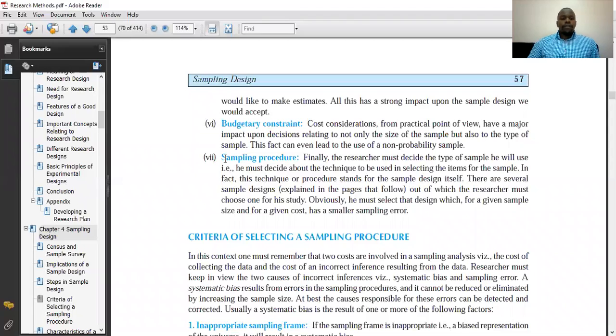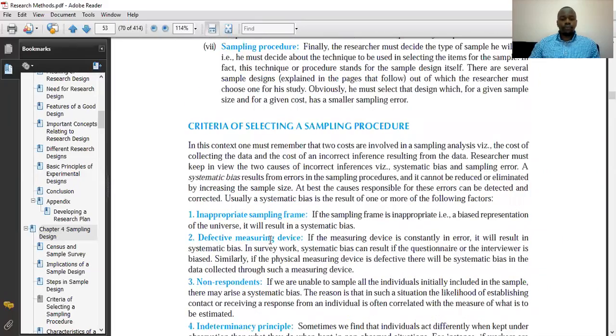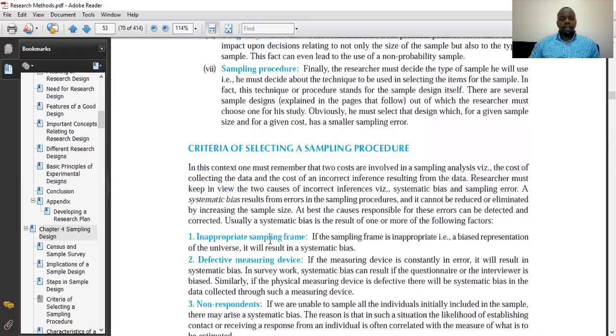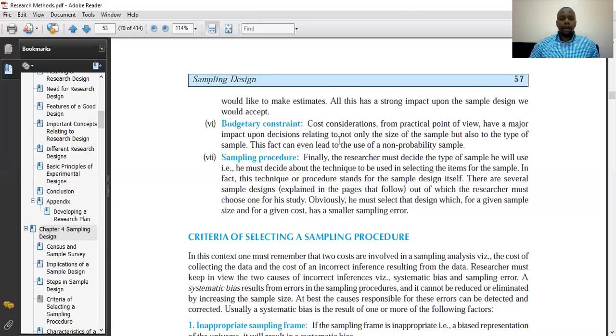Then the sampling procedure is basically the steps the researcher is going to use when picking a sample. The sampling procedure is explained below, and we are going to discuss it. I can see our time is running out. We have less than 2 minutes. So we are going to look at the sampling procedure.